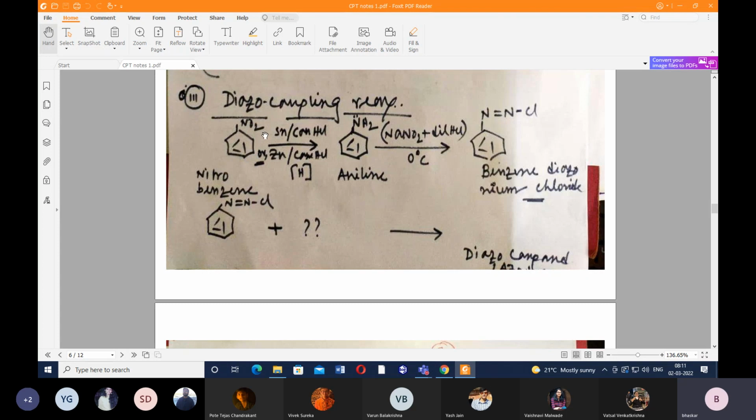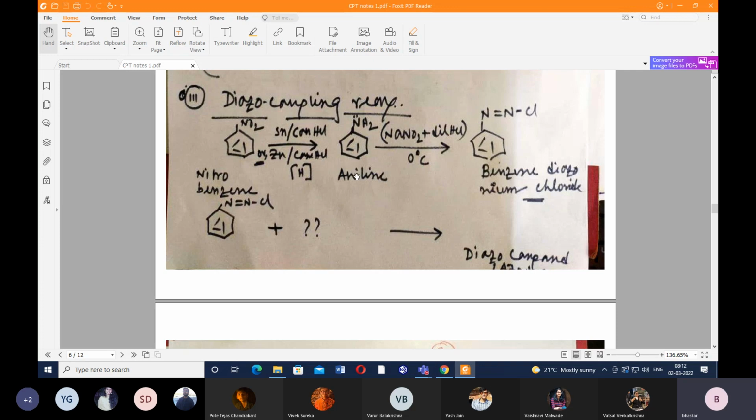We'll have to start with a compound called nitrobenzene. Nitrobenzene means what? Nitrobenzene is basically C6H5NO2. First of all, we will perform the reduction of nitrobenzene into aniline. How can we accomplish this? We'll use either a mixture of Sn and concentrated HCl, or zinc and concentrated HCl. These are the two combinations we have, and we can choose any one of them. Following this reduction reaction, we end up with a compound called aniline, which is C6H5NH2, right?